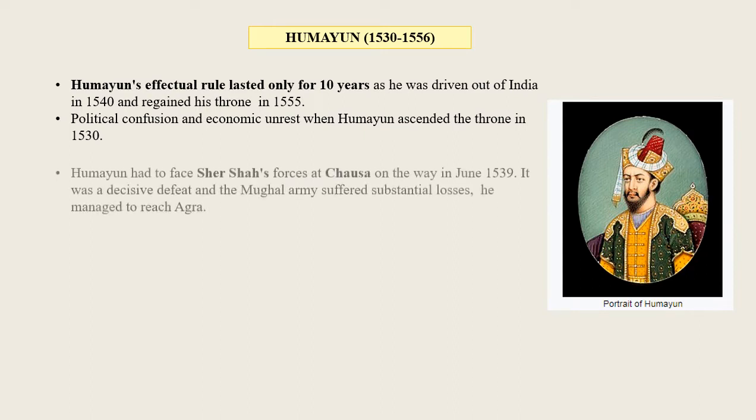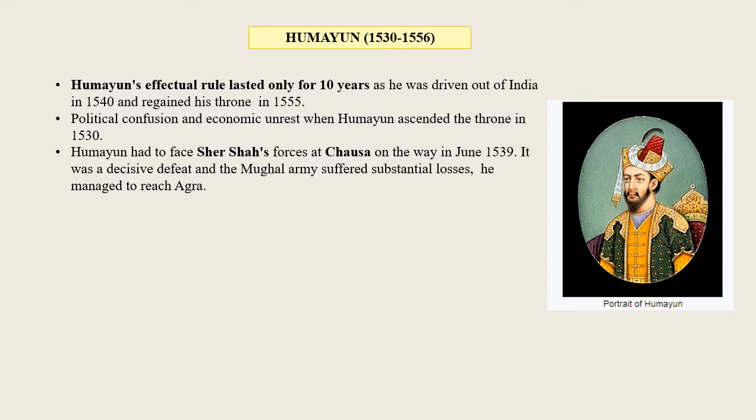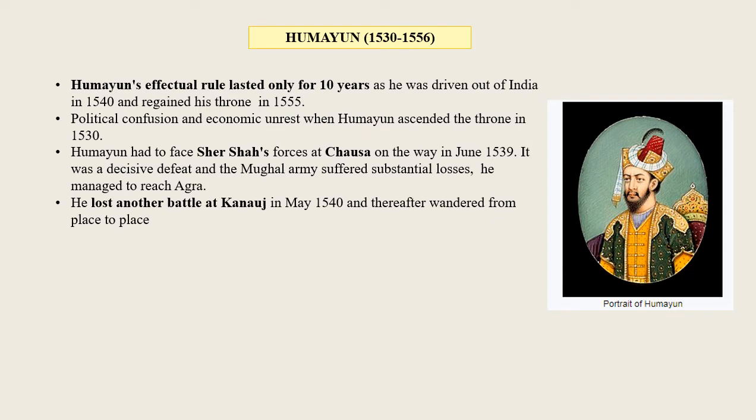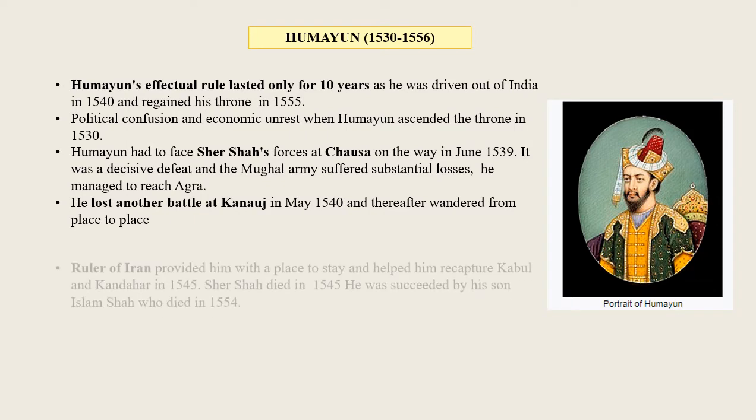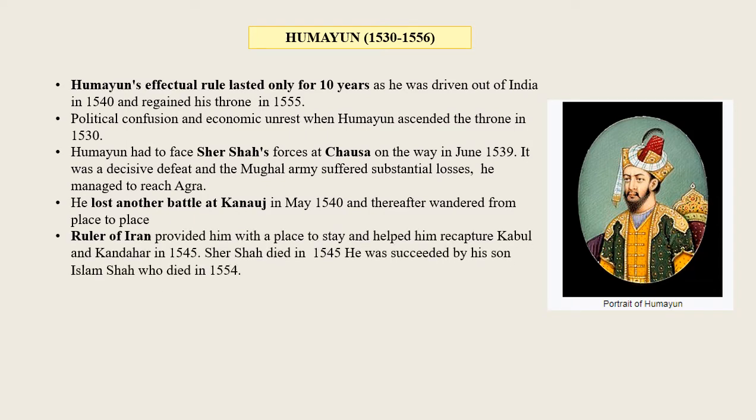Humayun had to face Sher Shah's forces at Chausa in June 1539. It was a decisive defeat and Mughal armies suffered substantial losses. Humayun somehow managed to reach Agra. He lost another battle at Kannauj in May 1540 and thereafter wandered from place to place. Ultimately, the ruler of Iran provided him with a place to stay. With his help, Humayun could recapture Kabul and Kandahar in 1545.